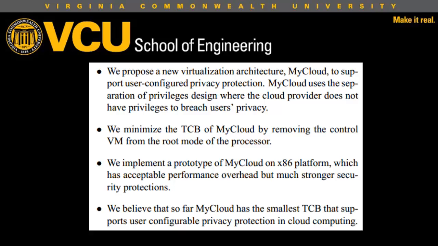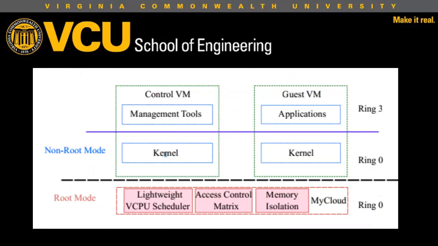Now what that means is we give users the ability to customize how much can be seen by the administrator or the cloud provider, and we achieve that separation of power and that user configured privacy protection by removing the control VM from the root mode of the processor. The control VM is the virtual machine that controls all other virtual machines on a particular cloud platform.